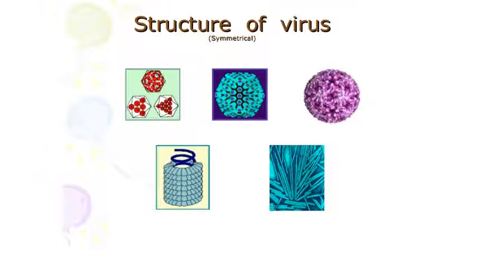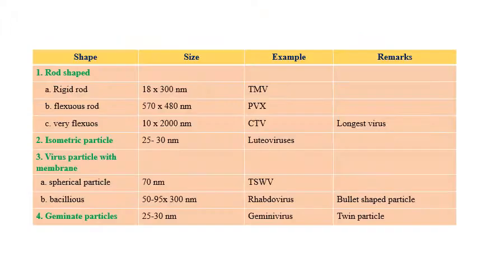Coming to the structure, there are different structures of plant viruses that we can see: rod shaped, spherical shape, and icosahedral shape. Different types of shapes can be seen. Now we will see one by one. Before entering into that, we will see shape, size, example and any remarks. Now we will see viruses of rod shaped, isometric particles, viruses with membrane, geminate particles or gemini particles.